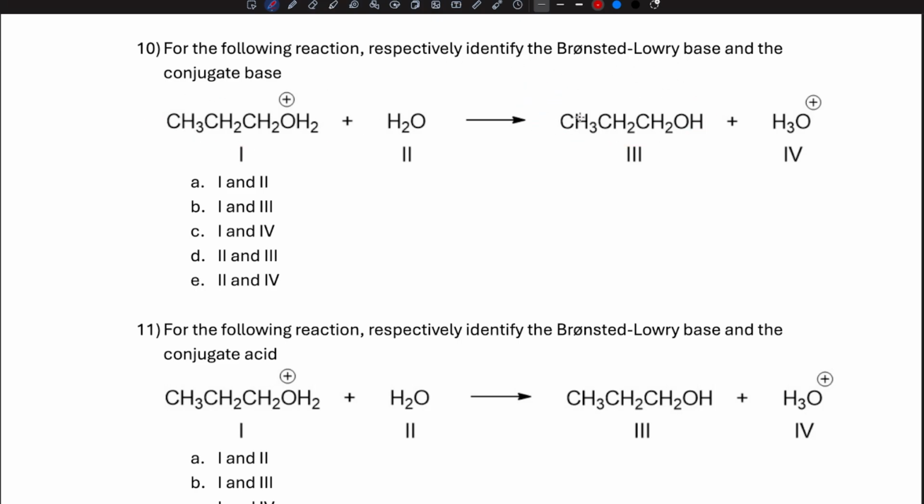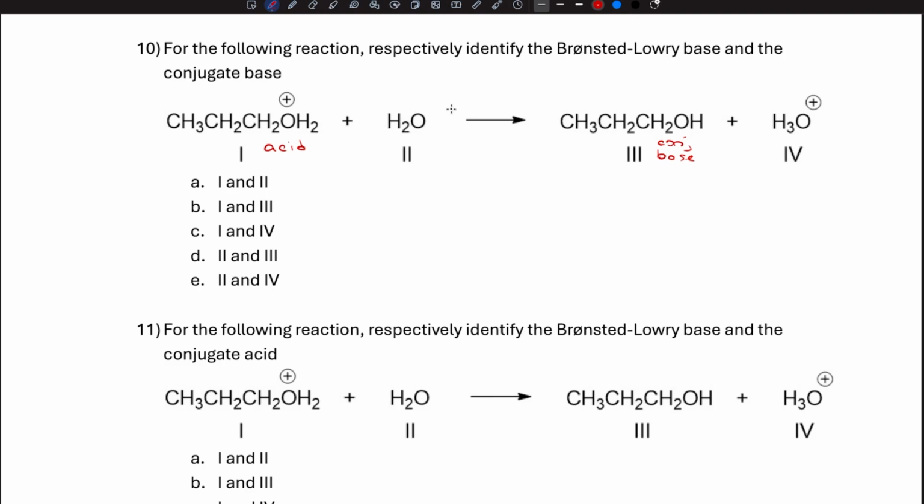They kind of look very similar, except that this one has an extra proton and this one lost a proton, right? So going from here to here, we had to get rid of one of those extra protons, meaning that structure 1 is an acid, and then structure 3 must be the conjugate base. And structure 2, well, if structure 1 is the acid, we know that water must be the base.